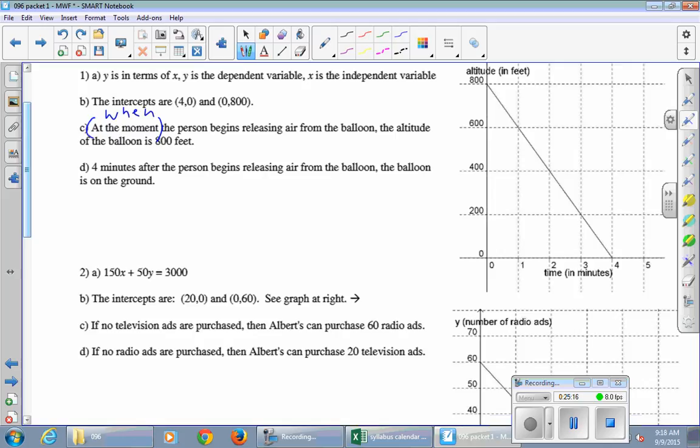I don't think I'll take points off if you say 0 feet off the ground, but it's awkward. And we're looking for a plain English sentence, not a mathematical sentence. I want it to be precise and I want it to be correct, but I also would love it to be plain English, on the ground. 4 minutes after the person begins releasing air, the balloon is on the ground.